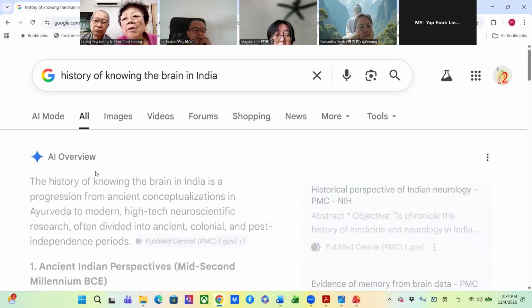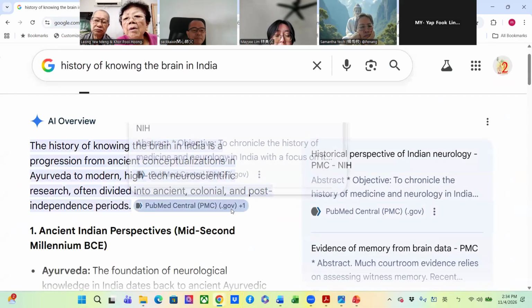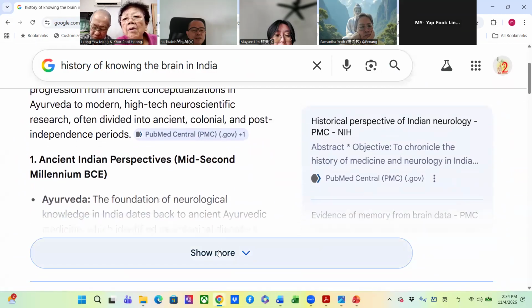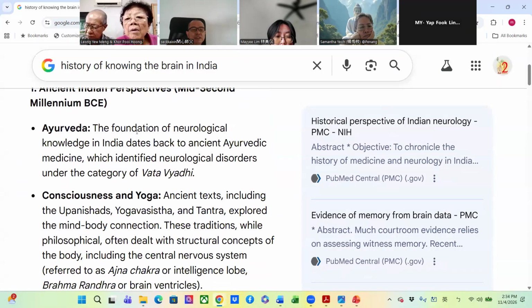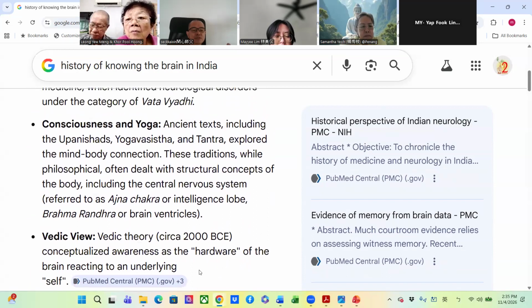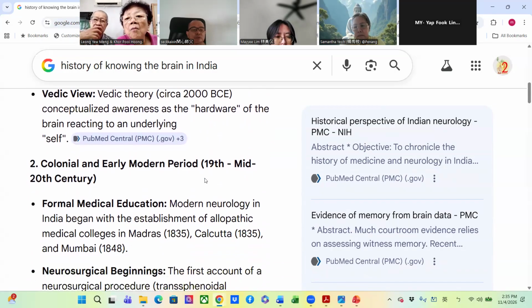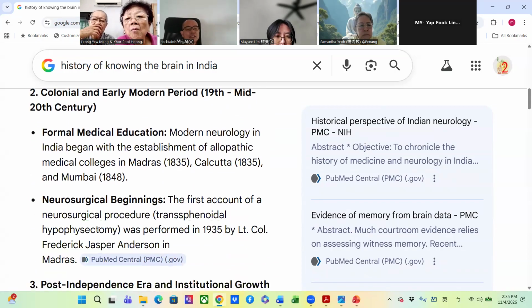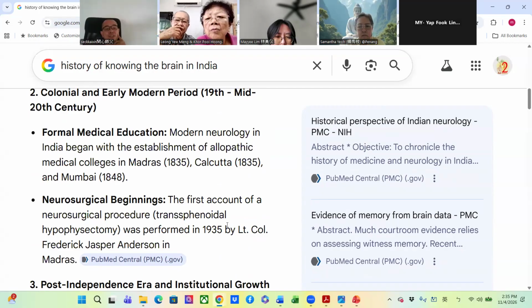Okay, thinking a lot, you see, that takes a long time to think. PubMed, ancient India, Ayurvedic, dated back, identified neurology disorder under category Vata. Not very clear, the brain. It's a Vedic conception. Vedic view, 2,000 years before Christ. We take a look at the modern, neurology beginning, it's 1935. Yes, it's less than 100 years only, see or not?